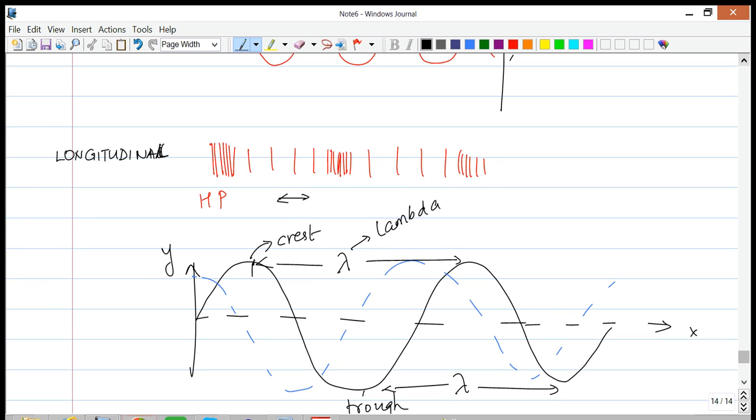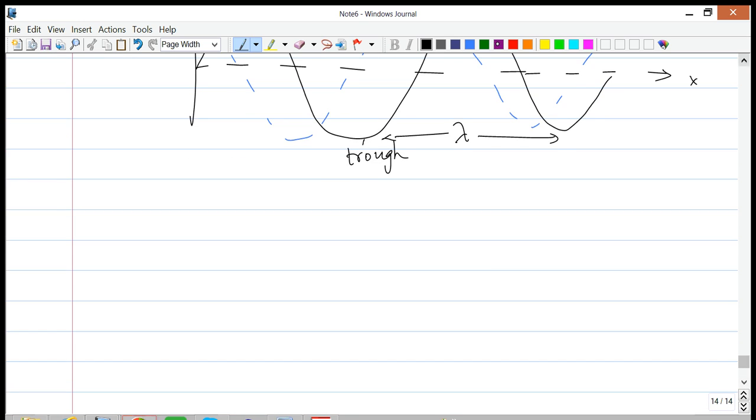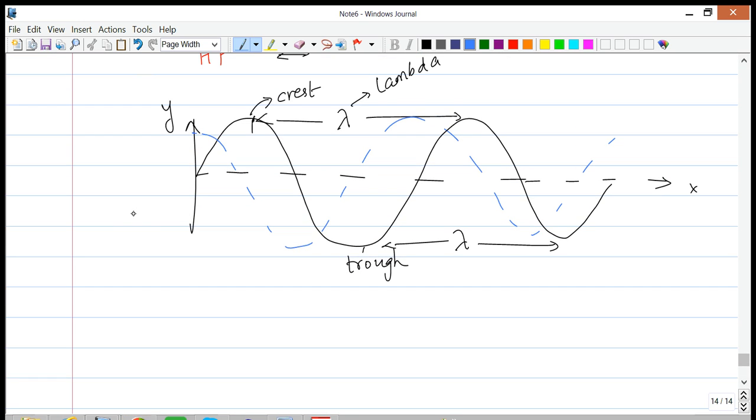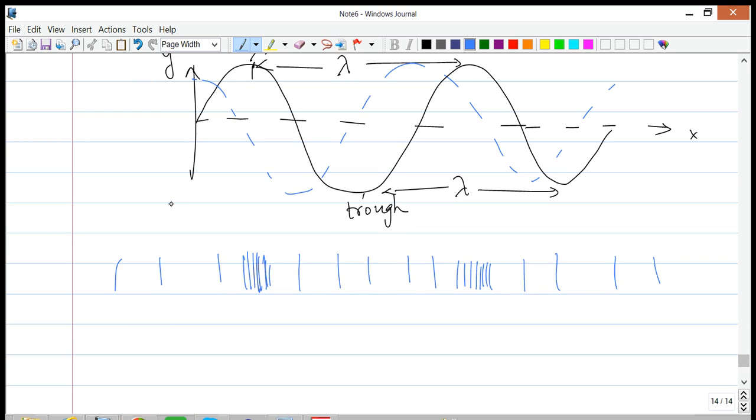Now, in the case of a longitudinal wave, once again we can represent a longitudinal wave with the same thing. If I were to have a longitudinal wave, the parts of the crest would be the high pressure area, and wherever you have the troughs would be the low pressure area. Now for longitudinal waves, the high pressure areas are called compressions, and the low pressure areas are called rarefactions.